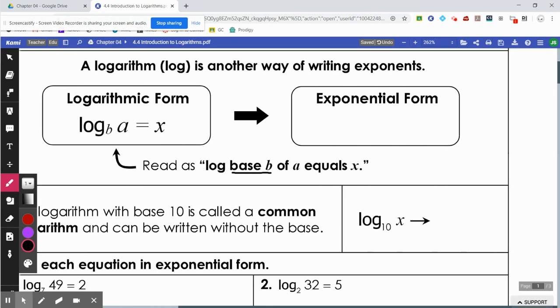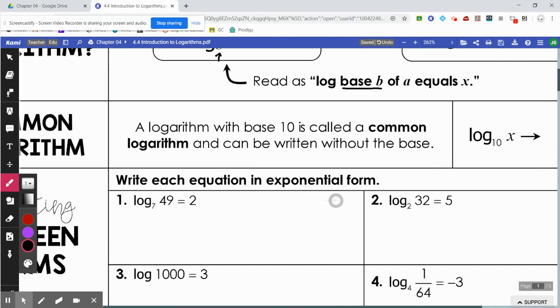To change that to an exponential form, because this is, again, just another way of writing an exponent, it's b, the same base here is the base of your exponent. b to the x power is equal to the argument a. So that's how we change from logarithmic form to an exponential form.